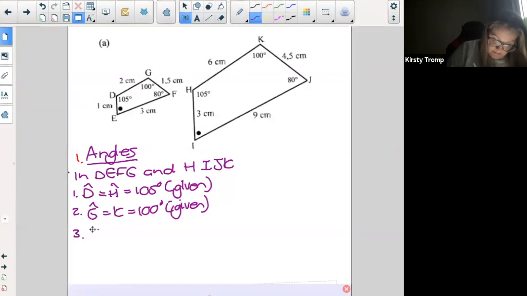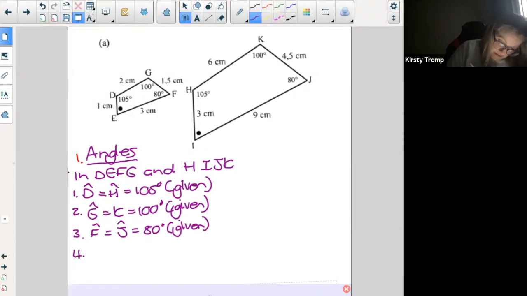Number three. Well, this is a lot easier than I thought. Angle F equals angle J, which equals 80 degrees. Given. This is really easy, guys. Hey, well done.